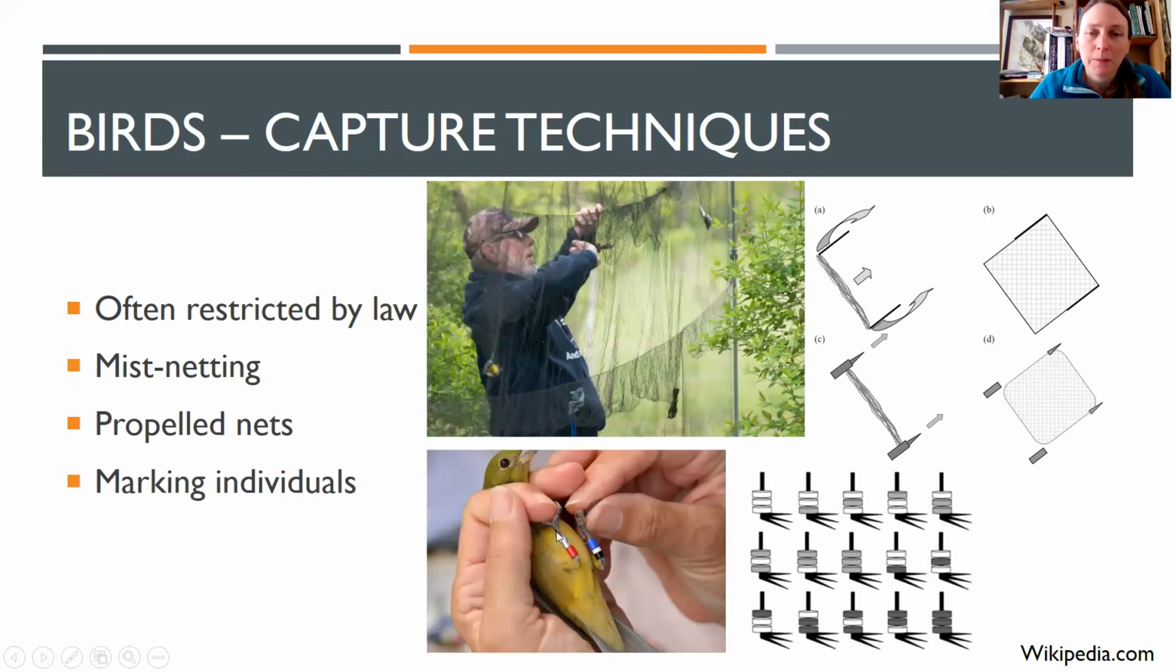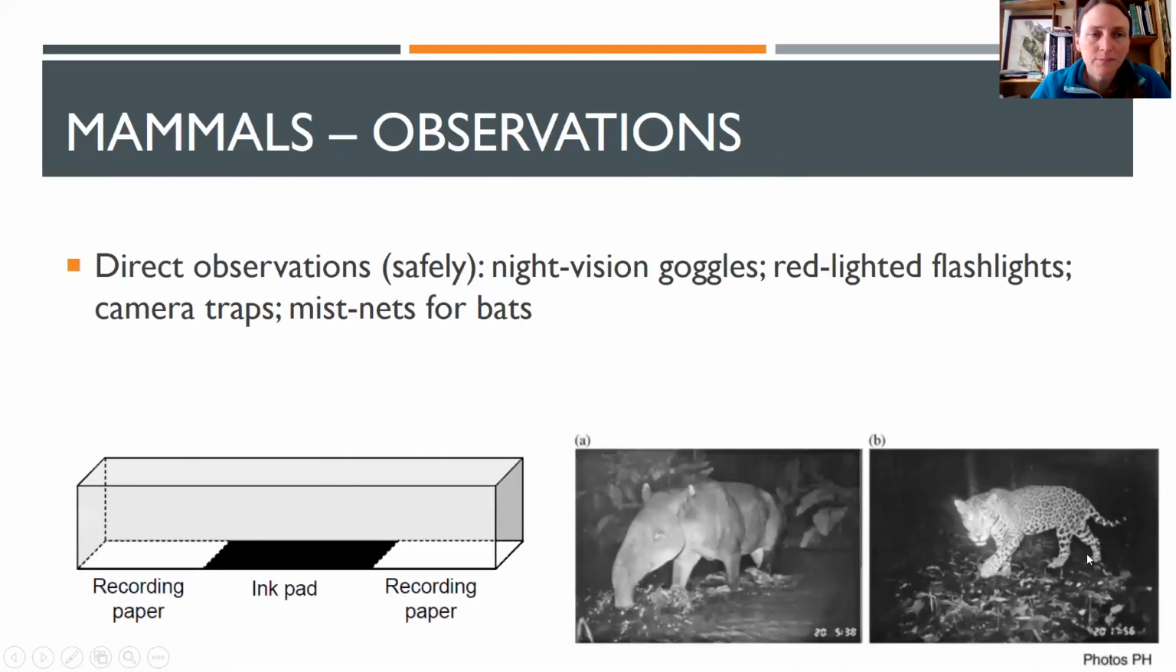And then we talked a little bit about marking individuals. There's a really complex system for marking birds with these different colored bands. And, as you learn more about it, you learn that there are actually lots of different unique combinations of colors that can help you determine who the individual is, where they came from, and what their sex is.